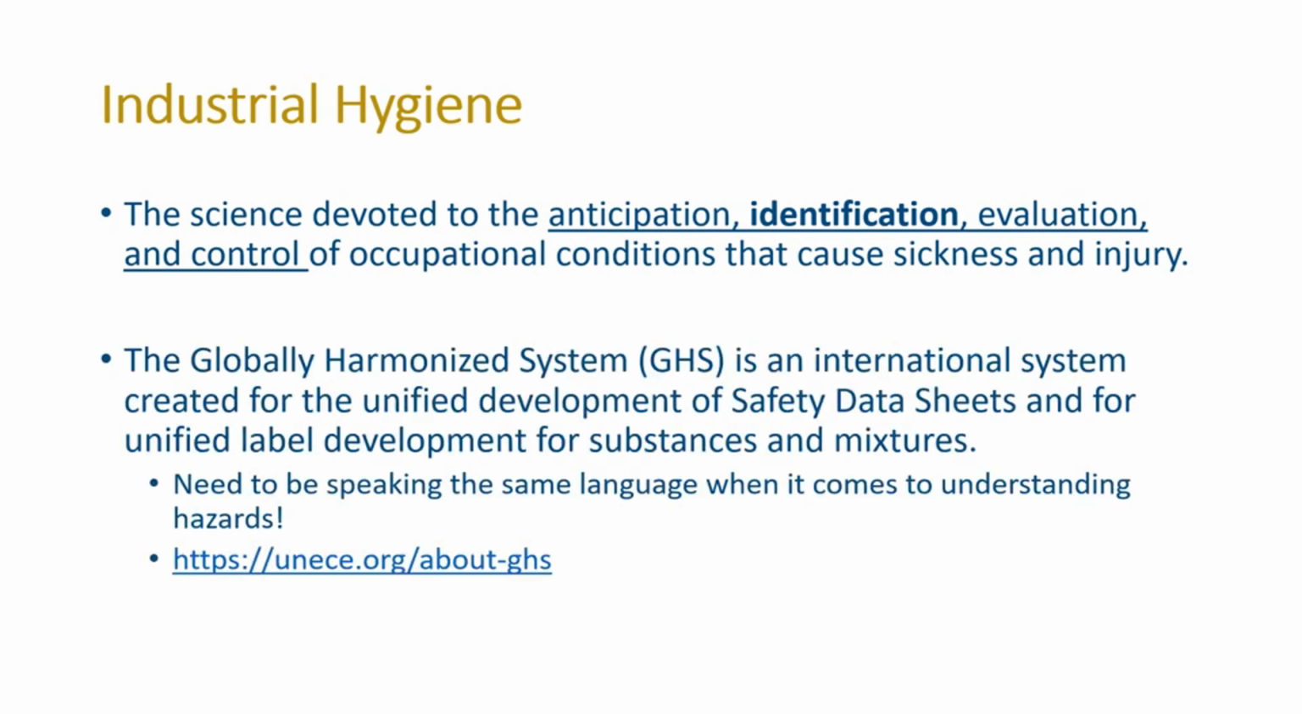So to that end, the Globally Harmonized System, or GHS, is an international system that was created for the unified development of safety data sheets and for the unified development of labels for substances and mixtures. So the idea is that we need to be speaking the same language when it comes to understanding hazards associated with materials. The link provided here will give you all the information you need to know about the GHS. And in this lesson, we're going to focus on some very important components of the GHS, that being safety data sheets and chemical labels.